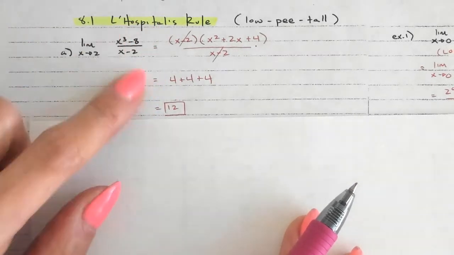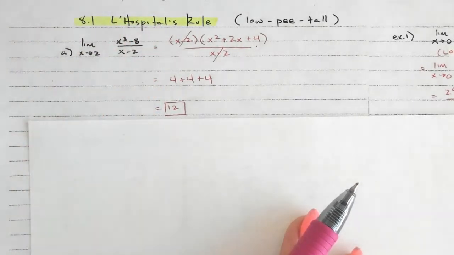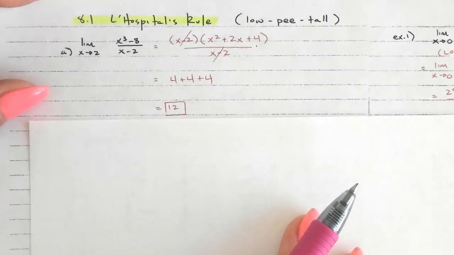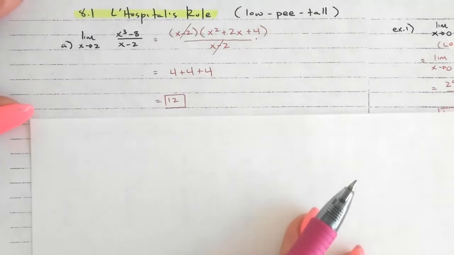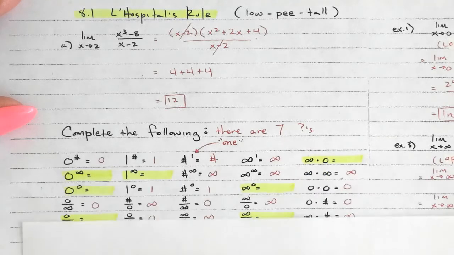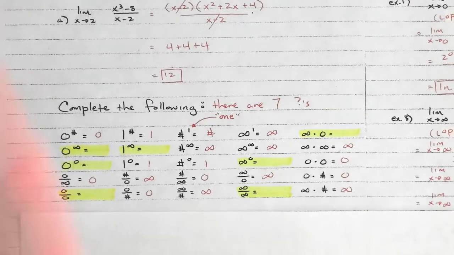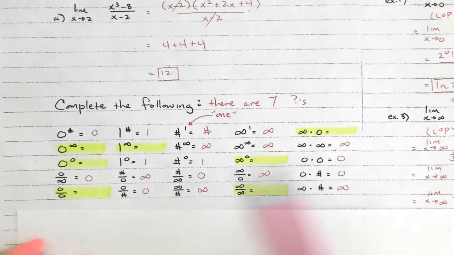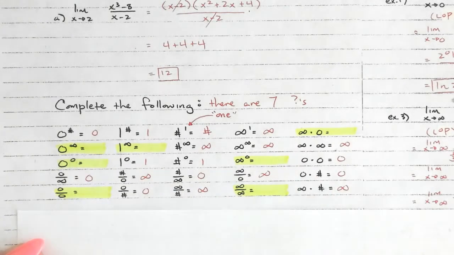Okay, that is not called L'Hopital's. That is what we've already learned. So we factor and then we plug in to find our limit. But then we talked about this stuff. So we highlighted things together, and then we talked about why these are what they are.